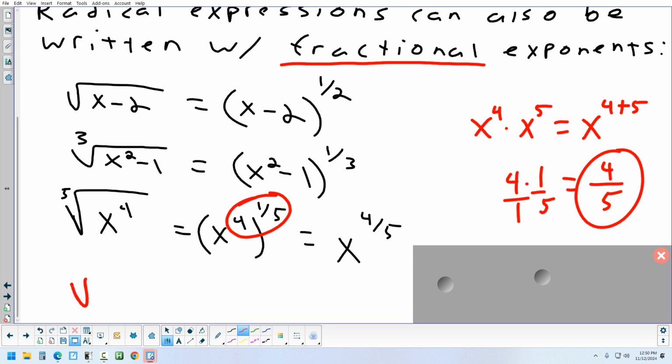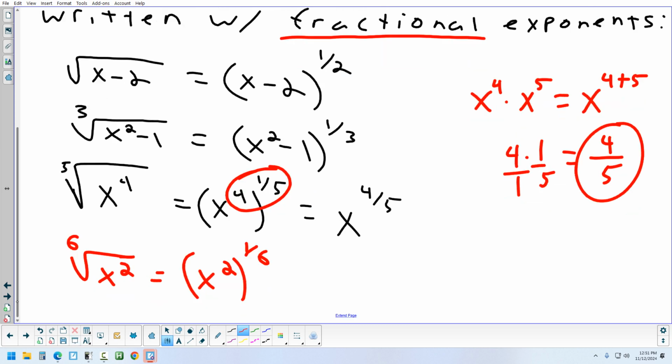How about if I had, let's say, the sixth root of x squared? What is the sixth root the same as? 1/6. X squared to the 1/6 power. And because that's a power to a power, what would you do with the 2 and the 1/6? Multiply and then simplify. Yep. And what do you get if you multiply 2 times 1/6? 2/6, which is 1/3. Yep.